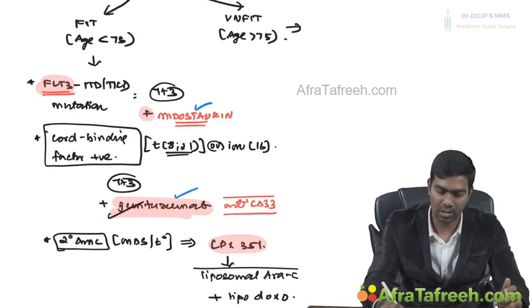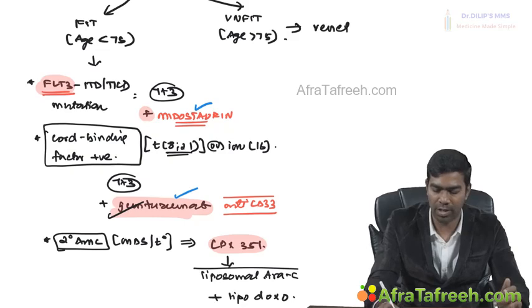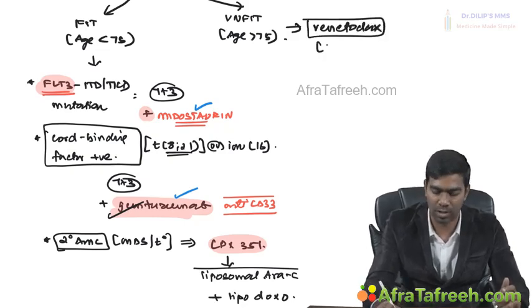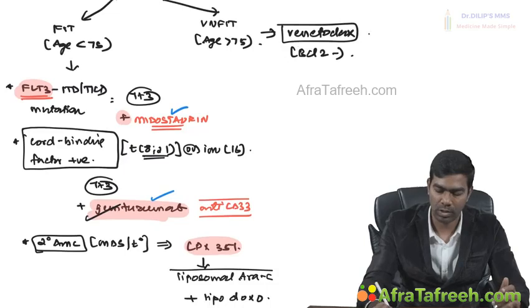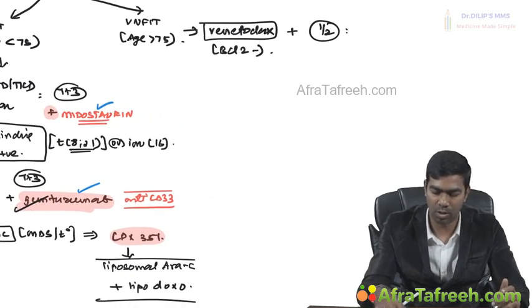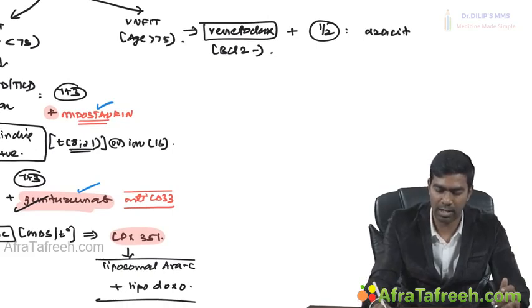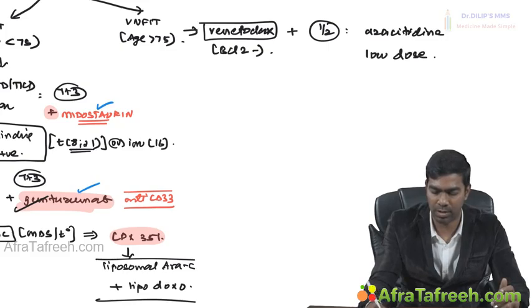Unfit patients, typically we use something called venetoclax. This is a newer regimen according to the trials I am telling you. Venetoclax, already we discussed venetoclax. It's a BCL2 blocker, plus any one of the two things you can add. What are the two things you can add? Either you can add a hypomethylating agent like azacitidine, which is a DNA methylase inhibitor, or you can add a low dose Ara-C, cytosine arabinoside.